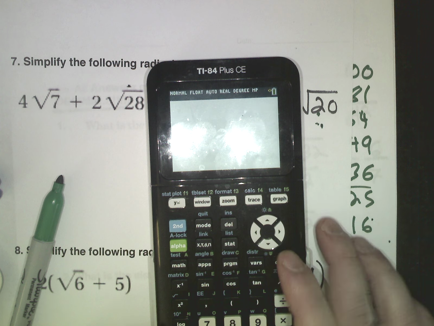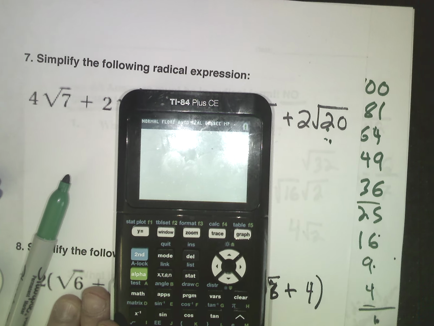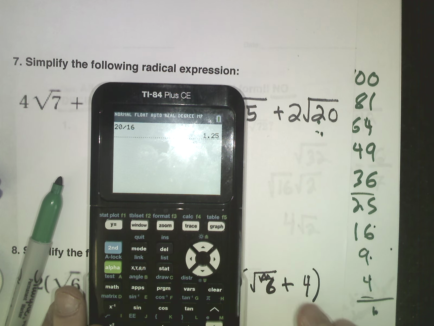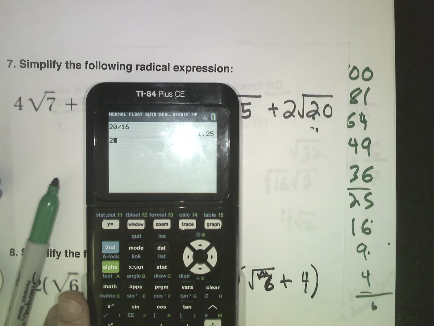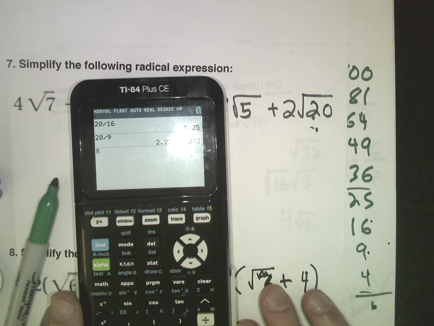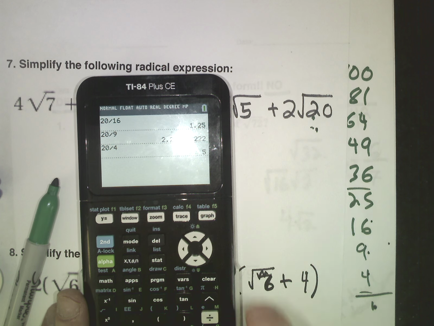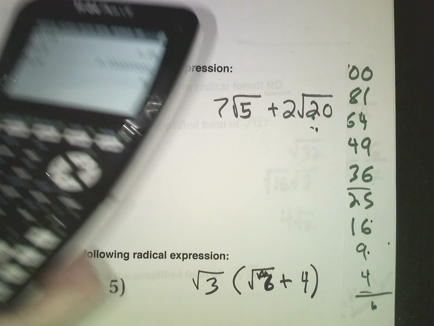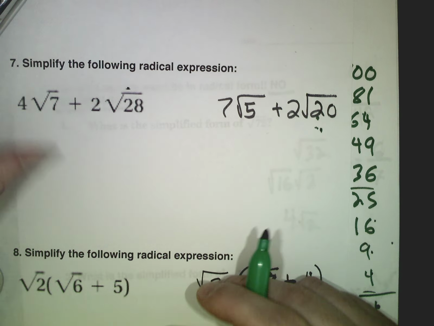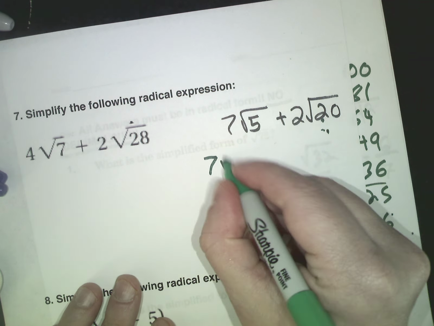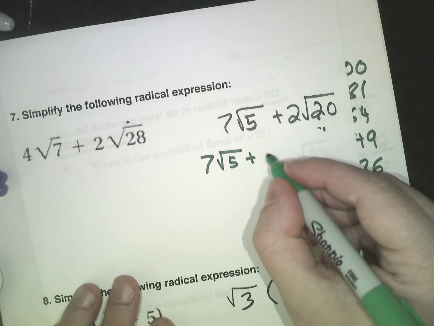I'm going to do 20 divided by 16, 1.25. That is a decimal, no good. 20 divided by 9, 2.222 repeating, no good. 20 divided by 4, my last chance, I do get 5. So I can rewrite this. 20 divided by 4 is 5. I'm going to rewrite it this way: 7 square root of 5 plus 2.